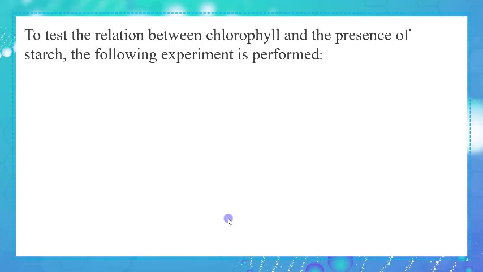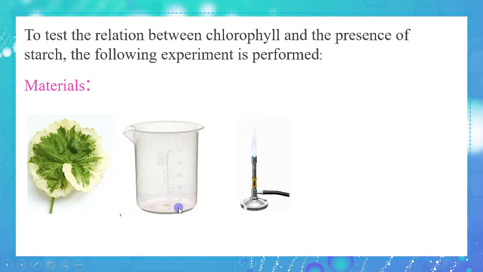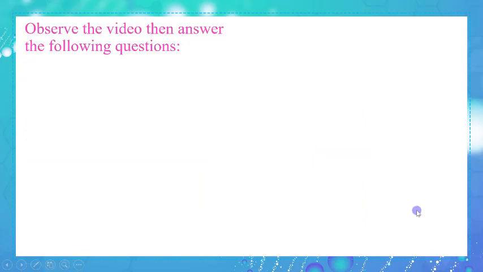To test the relation between chlorophyll and the presence of starch, the following experiment is performed. For this experiment, we use a geranium leaf, beaker, Bunsen burner, iodine solution, and alcohol. Observe the video, then answer the following questions. Here in this video, we are going to see the experiment that is conducted.